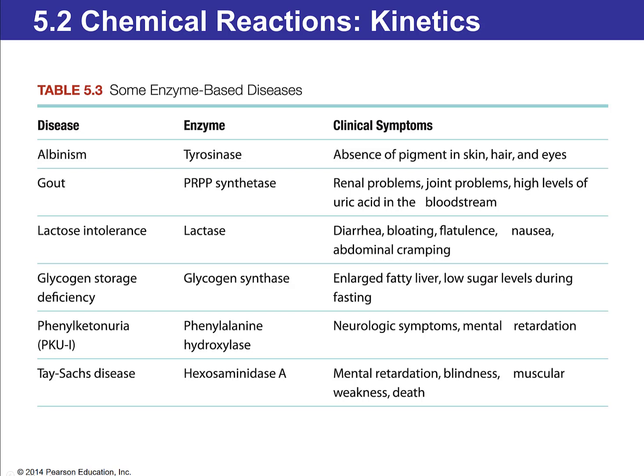These are diseases because you're missing an enzyme. Just some examples. So one of them, albinism. Albinism is when you're missing an enzyme that is needed to make melanin. And melanin does what for your skin? It gives it a color, right? So it's a genetic disease. You can't make this enzyme, so you can't make melanin.